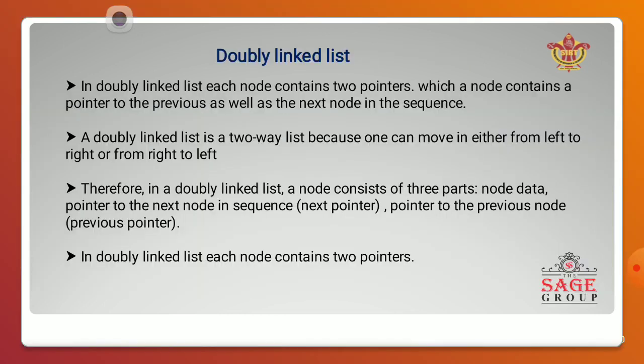Then next topic is doubly linked list. In doubly linked list, each node contains two pointers, a pointer to the previous as well as the next node in the sequence. And next is that a doubly linked list is a two-way linked list because one can move either from left to right or right to left.